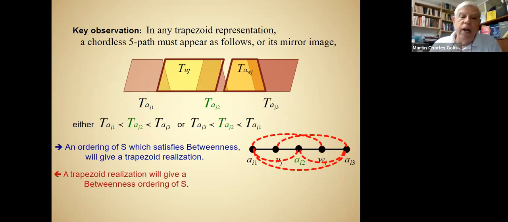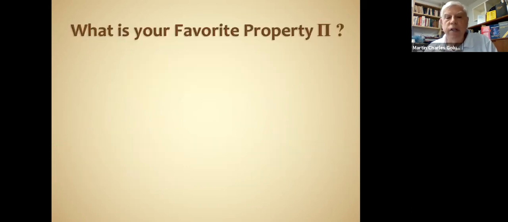And conversely, if we had a trapezoid realization, it would force the trapezoids corresponding to S to be linearly ordered, and that will be our solution. So this is a proof that trapezoid sandwich is NP-complete, and it's modeled exactly after the same proof for interval graphs, for permutation graphs, for co-comparability graphs, and perhaps for others that can be lined up in this linear fashion.